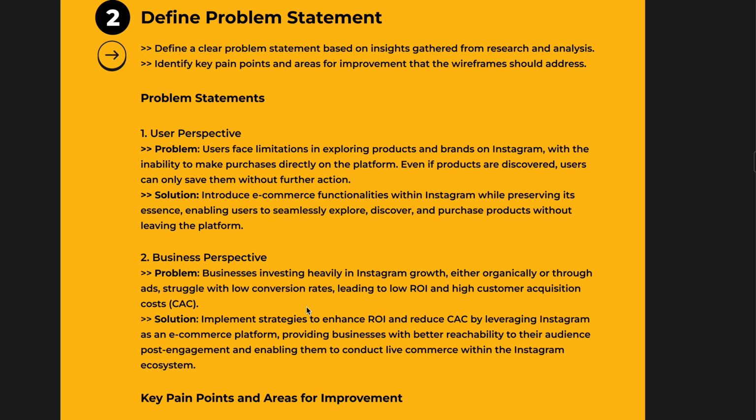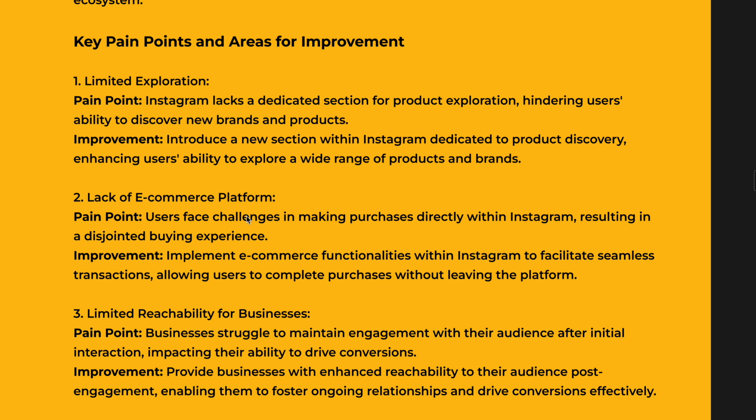So if I have to put the key pain points just to keep everyone aware about what we are trying to achieve, I'm going to define my pain points and areas of improvement where I can improve, right? So now I'm coming to level 2 of defining the problem statement. First is limited exploration. Pain point: Instagram lacks a dedicated section for product exploration, hindering users' ability to discover new brands and products.